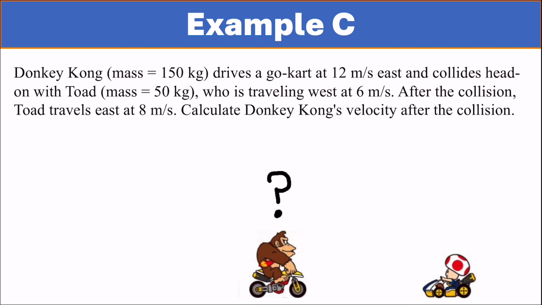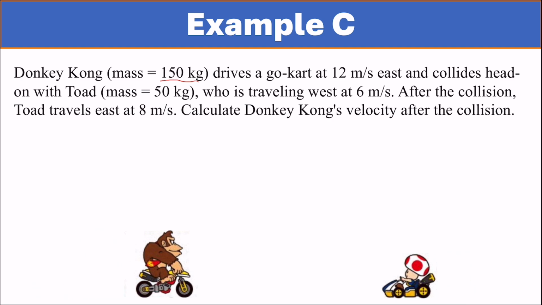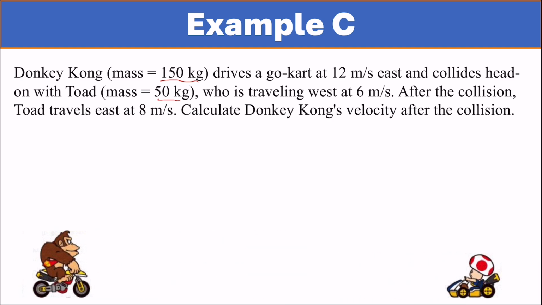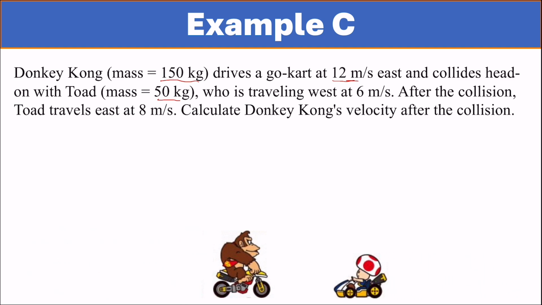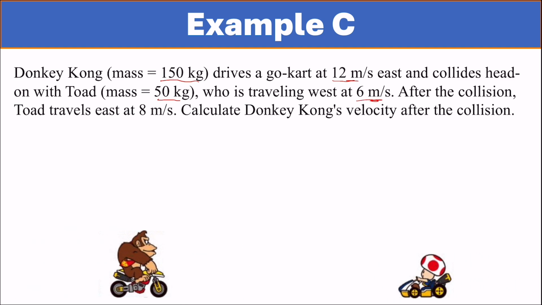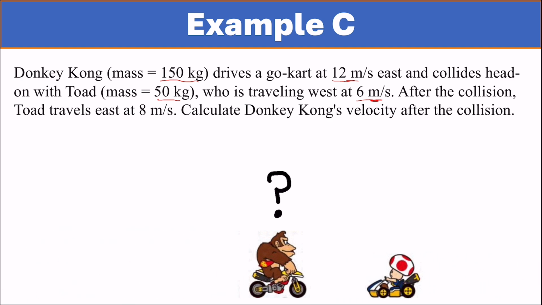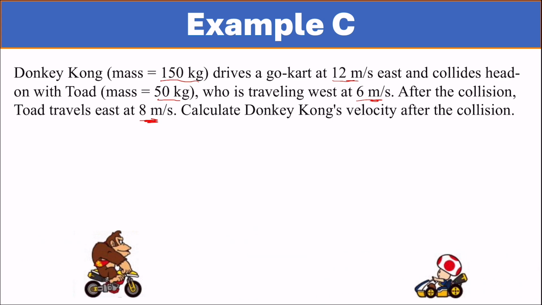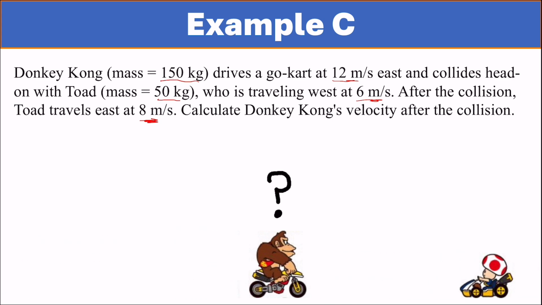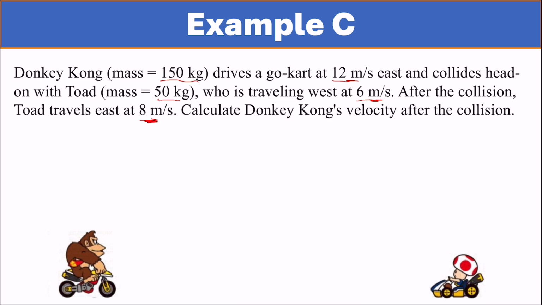Example C still deals with Mario Kart. So in this case, I have Donkey Kong, mass 150, colliding head-on with Toad, who has a mass of 50. Donkey Kong's initially going at 12 meters per second, and then Toad's going at 6 meters per second in the opposite direction, so that'll have an opposite sign of velocity. And then after the collision, Toad is going the opposite direction of his initial velocity at 8 meters per second. And then it's to find Donkey Kong's velocity after the collision, which is going to include here both a direction, which is unknown, and a magnitude.